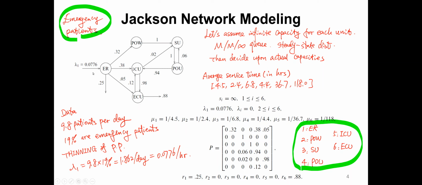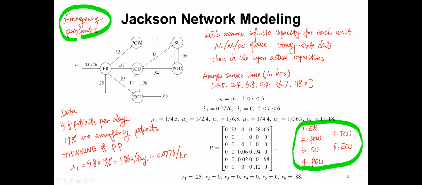So this is the arrival rate for emergency patients per hour. Now let's assume infinite capacity. So let's first assume there is infinite capacity for each unit. That is, M means this is an arrival process, this is a service time, and this is infinite capacity, the servers, and the queue. Let's first assume this, and then find out the steady state distribution. This steady state distribution will help us decide upon actual capacities.